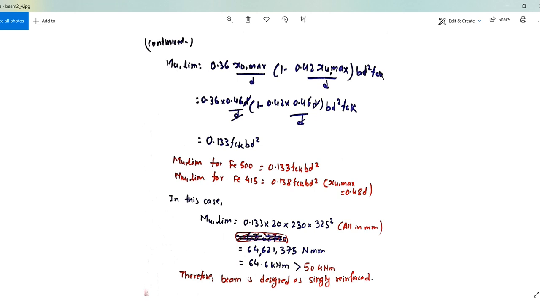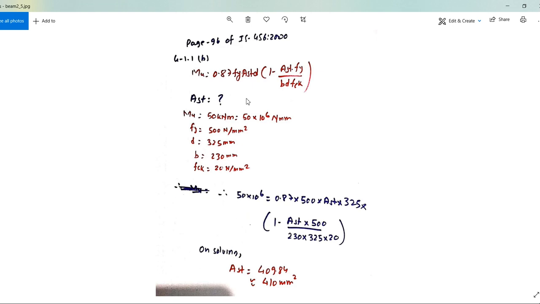After substituting the values of fck, b and d, that is 20, 230 and 325 respectively, we get 64.6 kilonewton meter, which is greater than 50 kilonewton meter, the design moment. So our M limiting is greater, meaning it has enough capacity. So we are designing the beam as a singly reinforced beam, that is, the reinforcement will be at the bottom only.